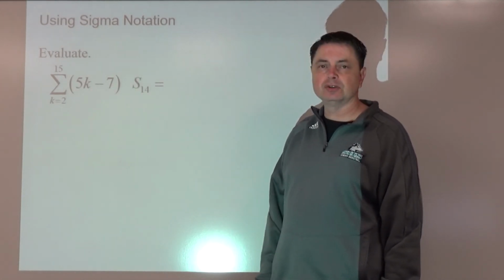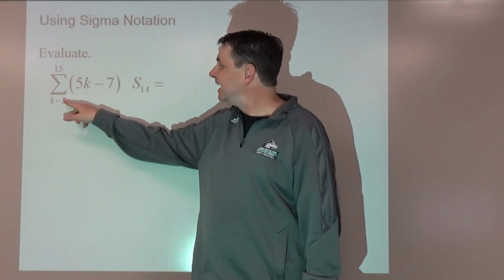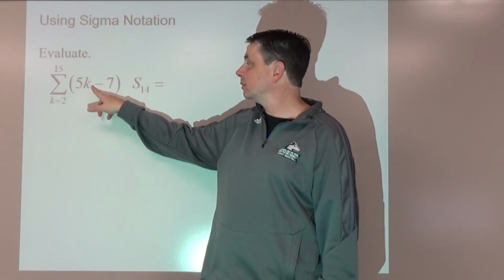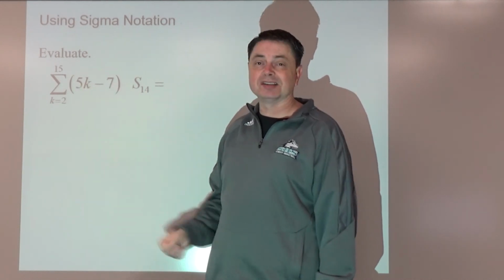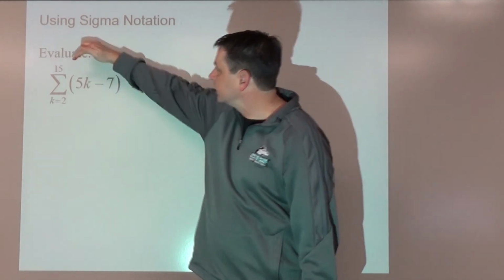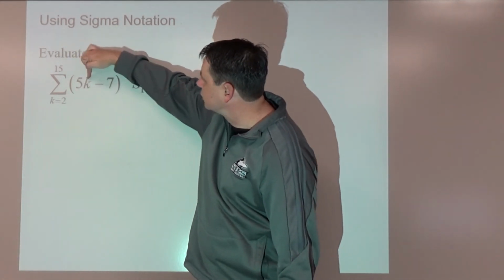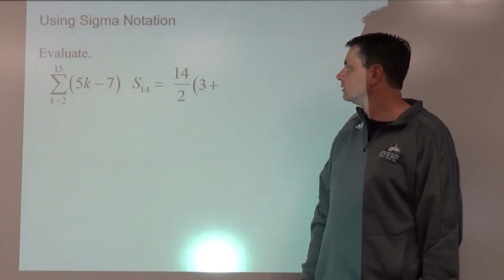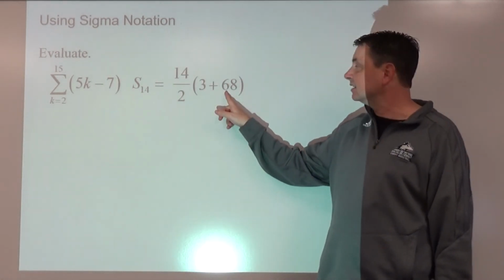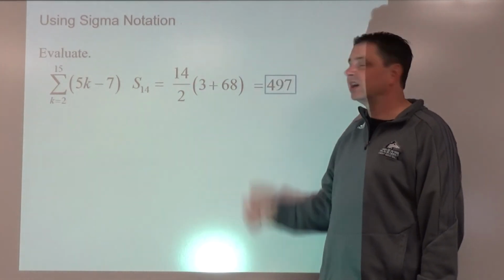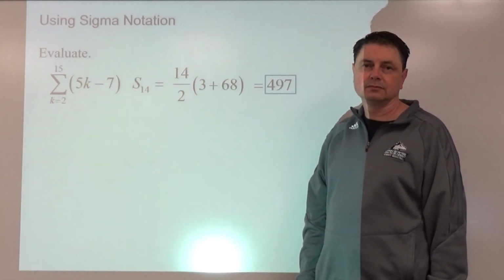So S sub 14 is equal to 14 divided by 2 times first. Now the first is what we're going to get by plugging in a 2, the lower limit of summation. So 5 times 2 minus 7 is going to give us 3. 3 plus, and then the last one's going to be substituting at 15. 5 times 15 minus 7, which is 68. Do the calculation from there. We get the sum.